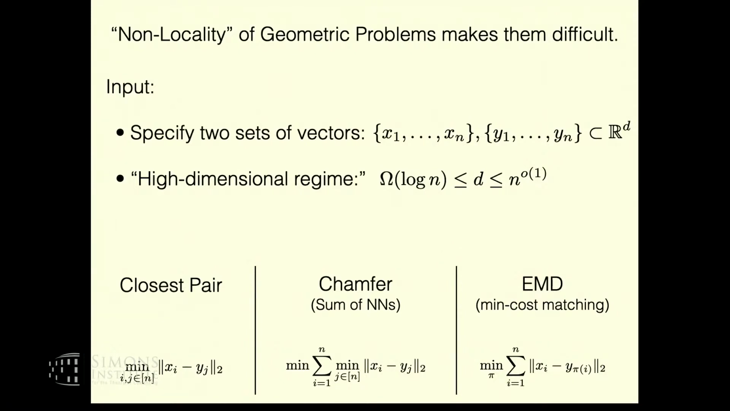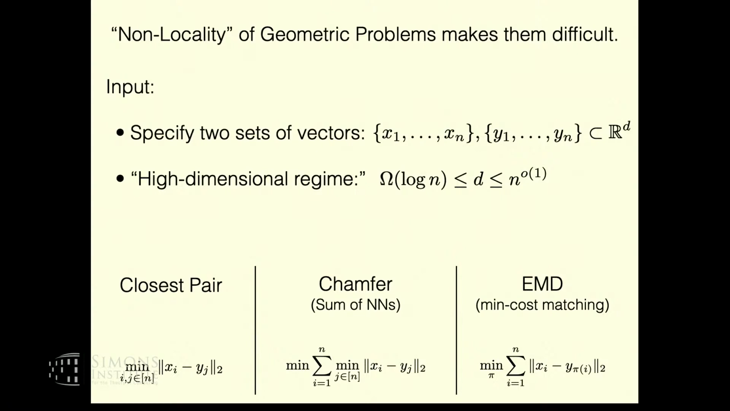The first problem is the closest pair problem. You're tasked with finding the pair of points, i indexing x and j indexing y, which minimizes the Euclidean distance between them. The second problem is a slightly more complicated version of that. It's called the Chamfer distance problem. If you're here for Piotr Indyk's talk tomorrow, he'll talk about an algorithm to solve this problem. This is essentially a sum of nearest neighbor problem. You're given x and y, and you want to compute the sum, for each point xi, of the distance to its nearest neighbor yj.